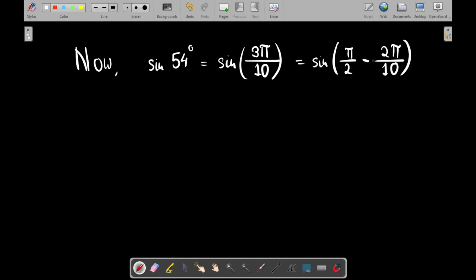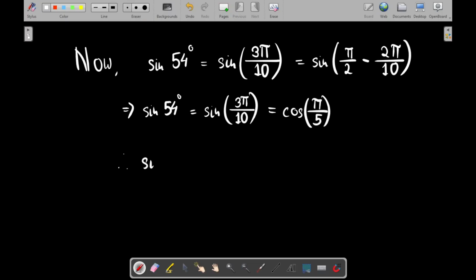This is 90, and this is 2 pi by 10, which is nothing but pi by 5, that is 36 degrees. So 90 minus 36 is 54. This implies that sin 54 degrees, which is equal to sin 3 pi by 10, is equal to sin(pi by 2 minus theta), that is sin(90 minus theta), so this becomes cos theta. So this becomes cos 2 pi by 10, which is nothing but cos pi by 5.